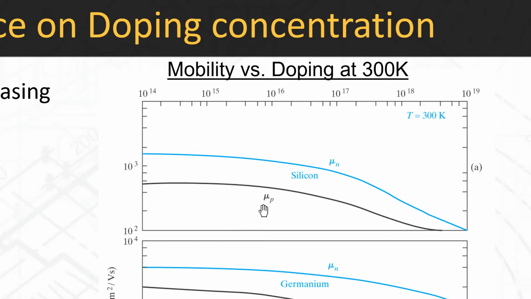Okay, so in this particular problem, we said that we were at 10 to the 17th. So at 10 to the 17th, what is the mobility of holes? You go to 10 to the 17th, you move down here, and mu p is right about here, so you move across like this, and you can see that it's approximately here. So approximately 400 centimeters squared per volt second is the units.